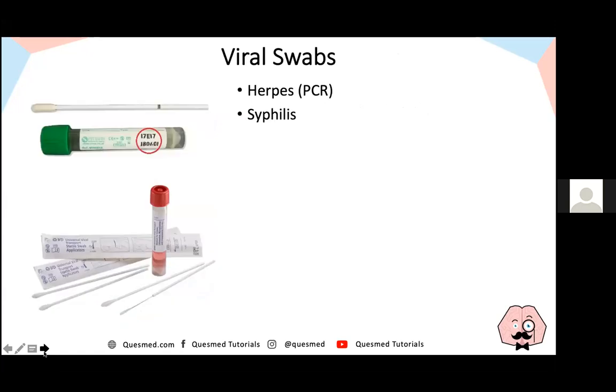Other swabs you might be asked to take are viral swabs. So viral swabs are for things like herpes, things like syphilis, areas where you think there's an ulcer. Now, with herpes and syphilis, you won't get a positive result unless you're swabbing an actual ulcer. So don't be swabbing normal skin because you're unlikely to get a positive result.